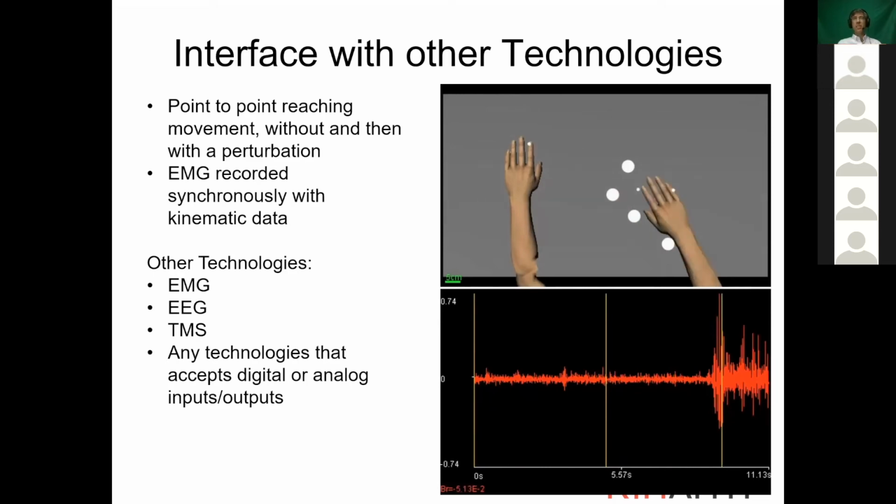EMG is the most common peripheral technology that many of our customers make use of, but we have had others that work with EEG systems or transcranial magnetic stimulation. Really, any technology that accepts digital or analog inputs or outputs can be interfaced with our system through those different interfaces.